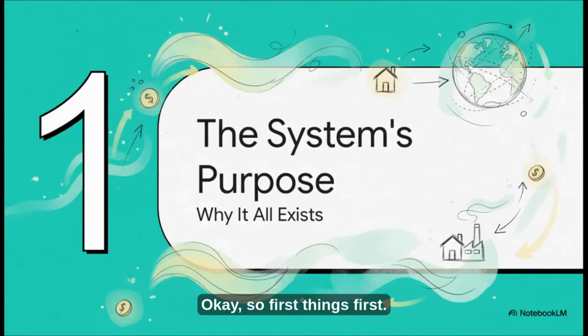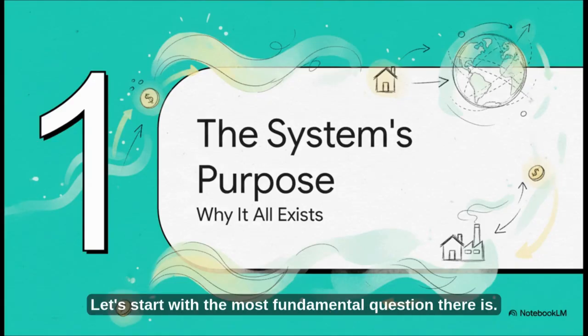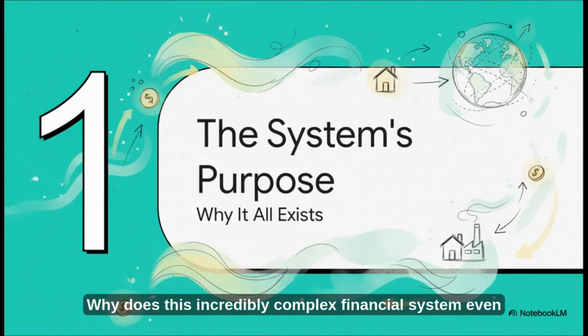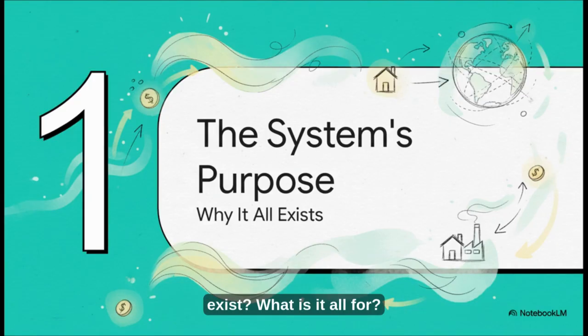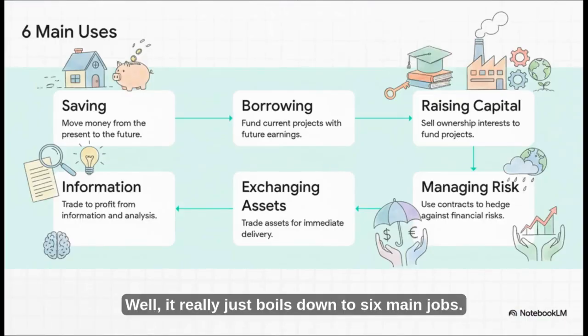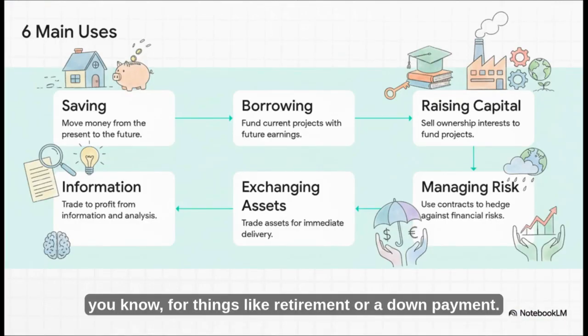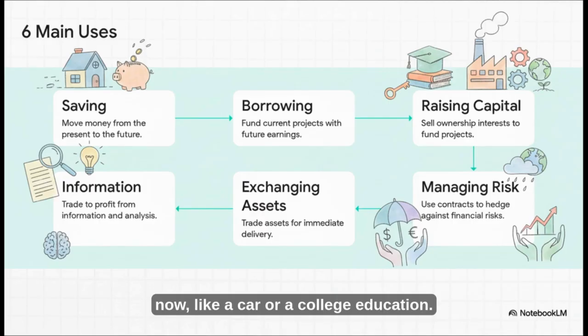Okay, so first things first, let's start with the most fundamental question there is. Why does this incredibly complex financial system even exist? What is it all for? Well, it really just boils down to six main jobs. It lets us save up for the future, for things like retirement or a down payment. It also lets us borrow money for big things we need right now, like a car or a college education.